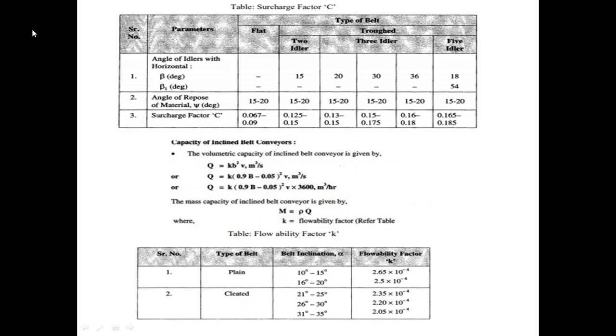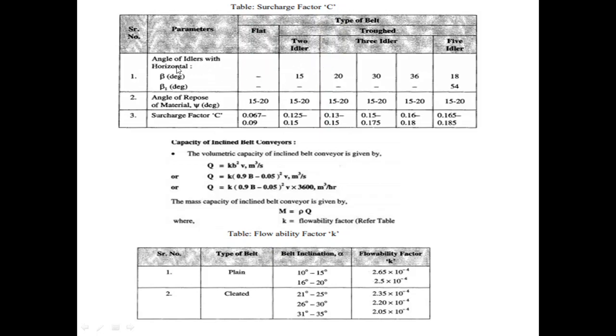Okay, here some tables are given for that surcharge factor. See here, surcharge factor C is given. First is the angle of idler with horizontal, beta, or beta 1 degree. This angle is given in degrees. For the flat belt conveyor, the type of belt is given as flat belt. Then if you have 2 idler, 3 idler or 5 idler for the trough belt conveyor, you will get a different value for the surcharge factor.